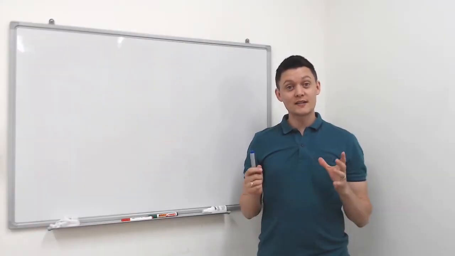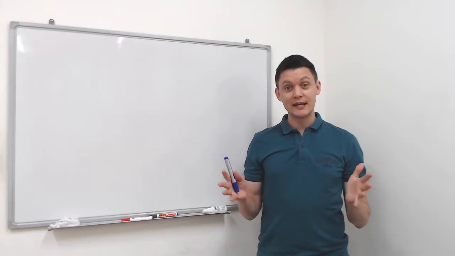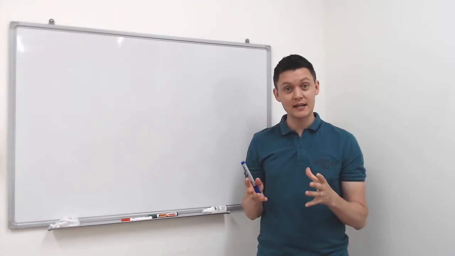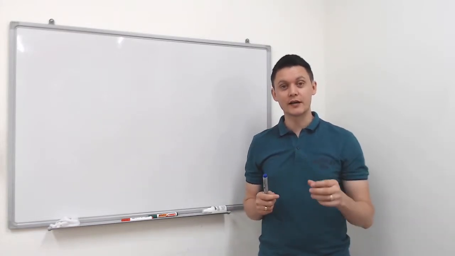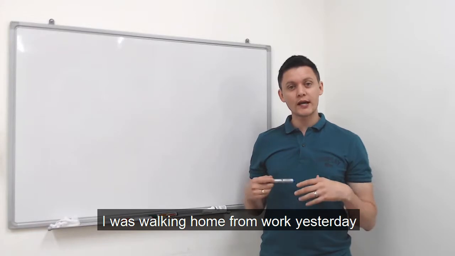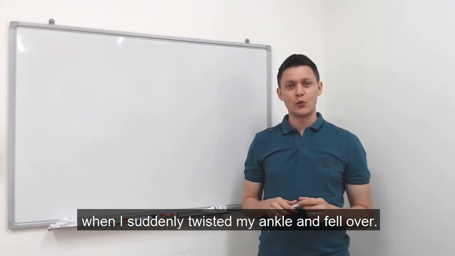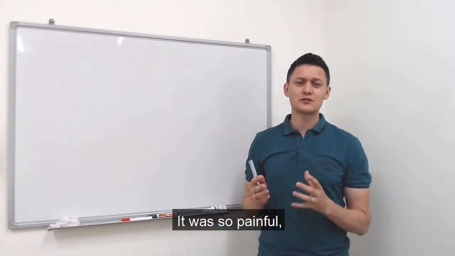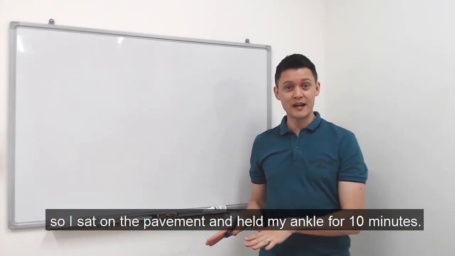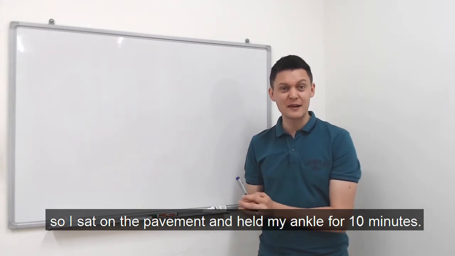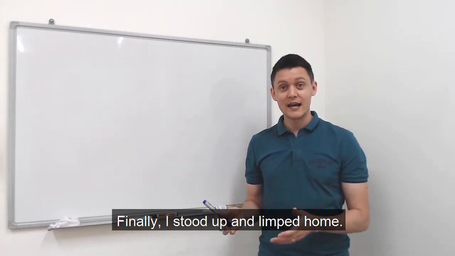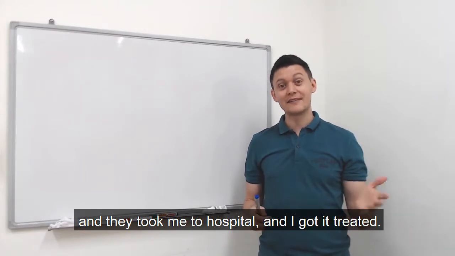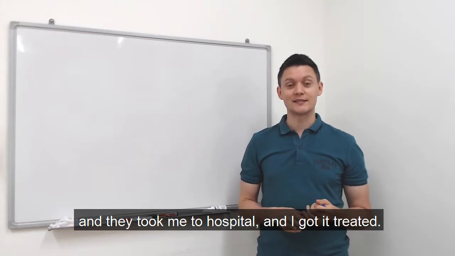So before we start learning the past continuous, let's start by hearing my story, and hopefully you can understand the meaning from context. So here goes. I was walking home from work yesterday when I suddenly twisted my ankle and fell over. It was so painful, so I sat on the pavement and held my ankle for 10 minutes. Finally, I stood up and limped home. And I told my parents, and they took me to hospital and I got it treated.